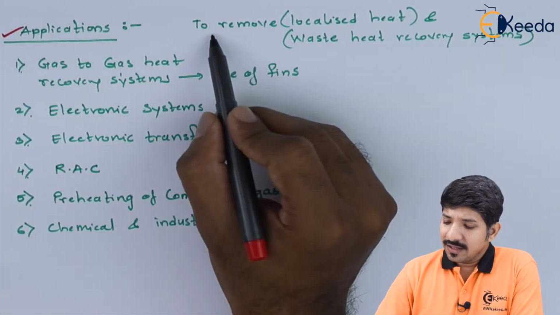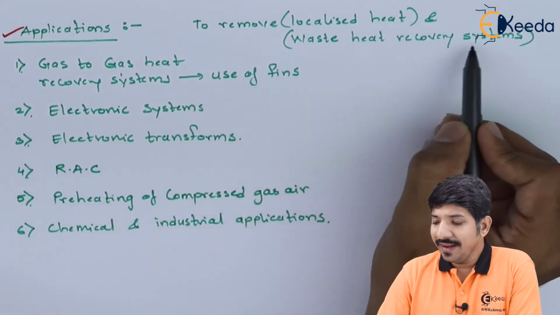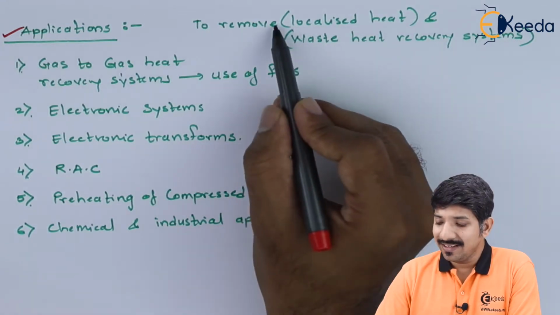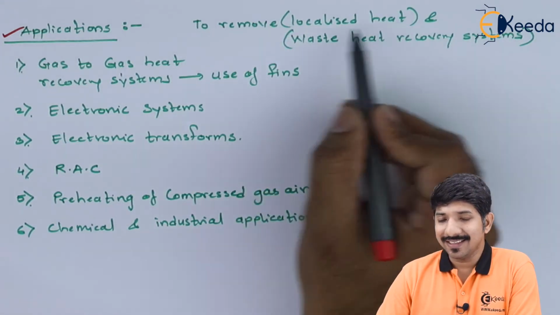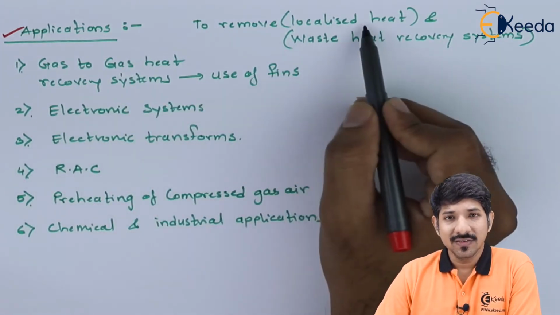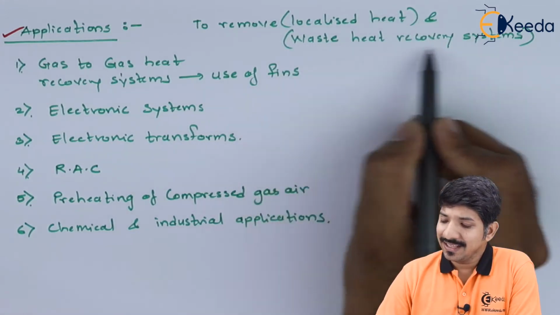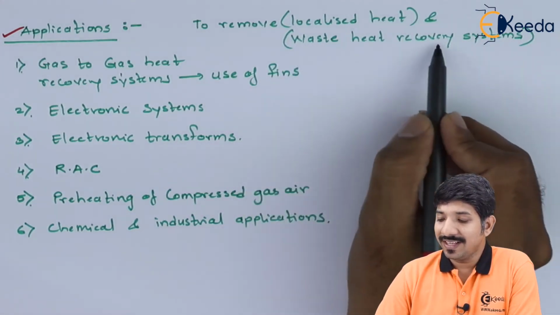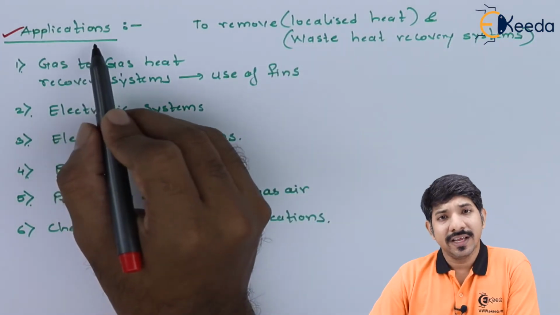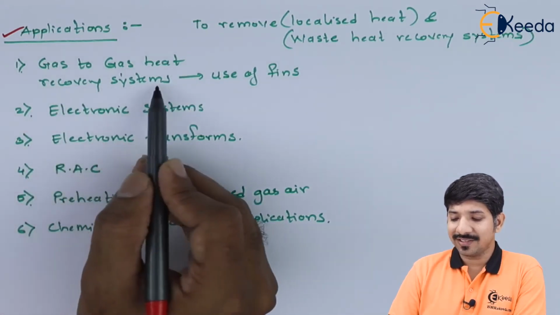In general, it is used to remove localized heat and for waste heat recovery systems. So in industry, for these two important cases, they are using the heat pipe. First one is to remove localized heat, which is unnecessary. This is mostly in the case of heat generation. And wherever there is a wastage of heat, to recover that wasted heat we can use the heat pipe. So first one is obviously the gas to gas heat recovery system.